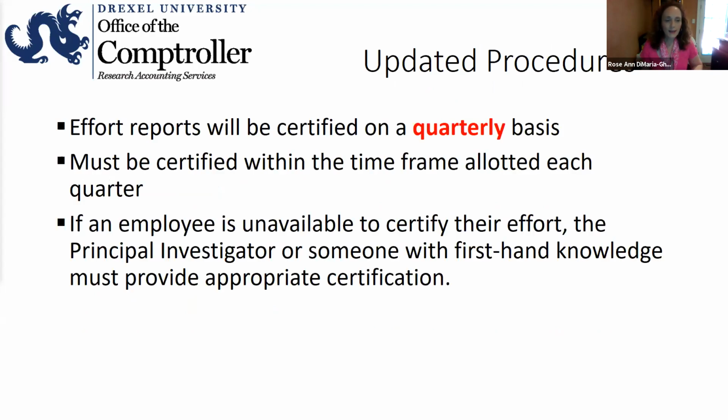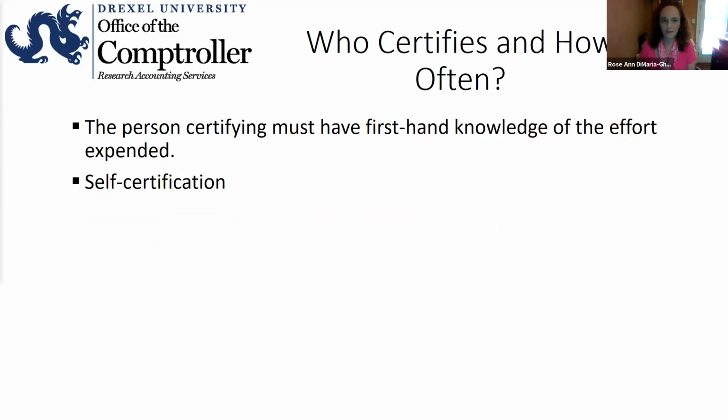Okay. So again, effort reports here at Drexel need to be certified quarterly, and they must be certified within the time frame allotted for each quarter. If you're unable to certify your effort, you need to let your PI know, or someone with firsthand knowledge must approve the effort certification. Maybe you're out of the country, or you're on vacation, or you just can't get to the computer to certify, then let somebody know so that a proxy can be assigned and do it for you.